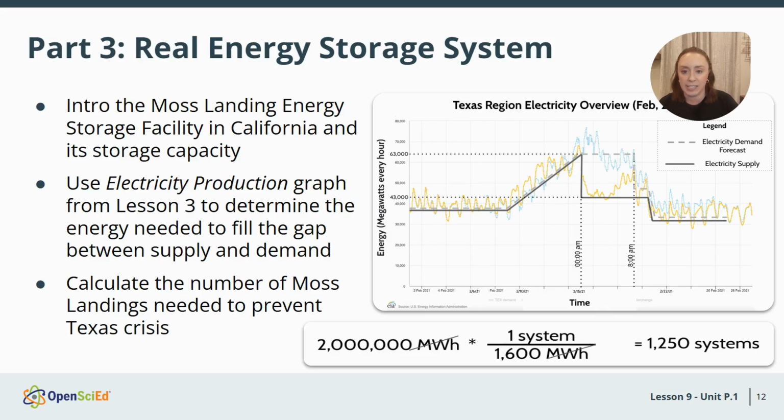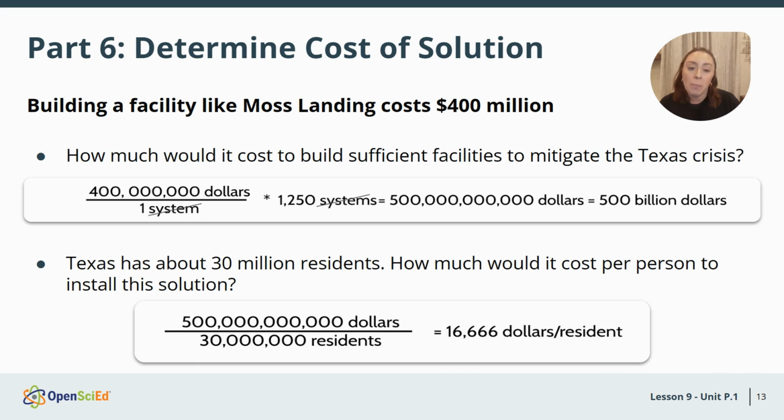entire crisis in Texas. So then we come back the next day and we say, okay, well, yesterday we figured out that we would need a certain amount of these systems to prevent the crisis. So if it's possible, then why didn't we already have them in place? Well, cost is a very common constraint. And so we get information about how much one of these systems costs. And we use that to figure out, well, what would be the overall cost for all of Texas? And what would this look like per resident? And we figure out that this is quite a costly design solution.